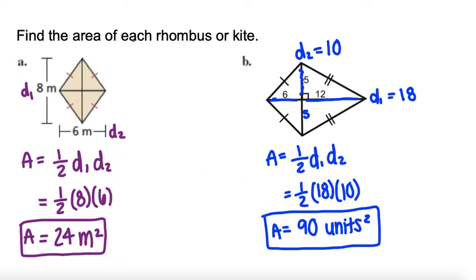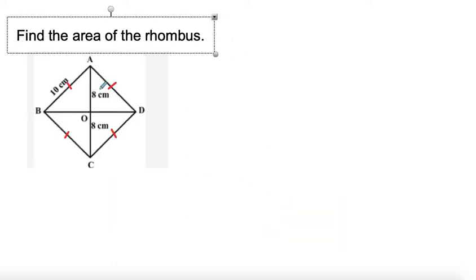Okay, let's go over one more, which looks a little bit different. Here I have a rhombus. That means all my sides are equal. It gives me one diagonal. Let's say this one's d1. I know d1 is equal to 16, because 8 plus 8 is 16. But it doesn't give me anything for my second diagonal. However, I do know that this side length is 10.